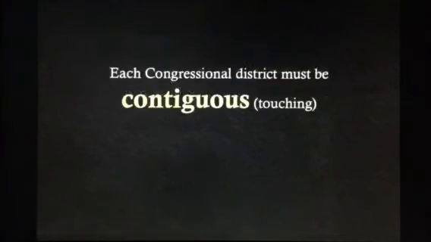Each state is guaranteed 1 seat. I believe there are like 7 states in the United States that are so sparsely populated, they only have 1 House member, such as Montana, Wyoming, North Dakota, South Dakota. These states only have one House seat because of their population size. So in those states, the entire state is a congressional district.